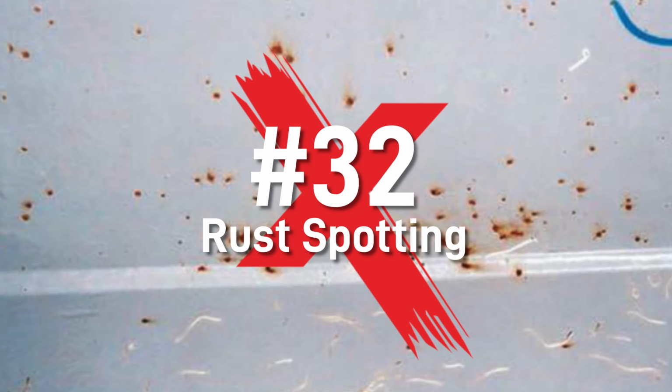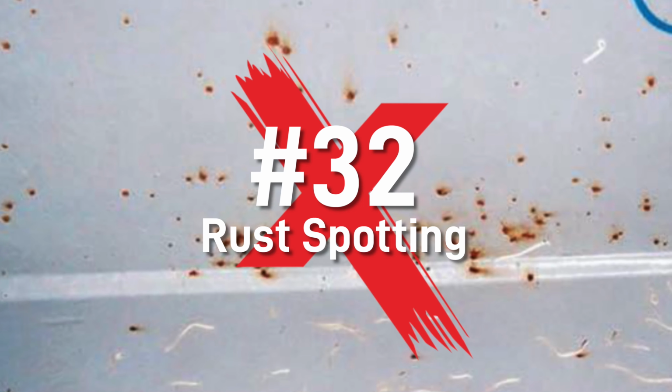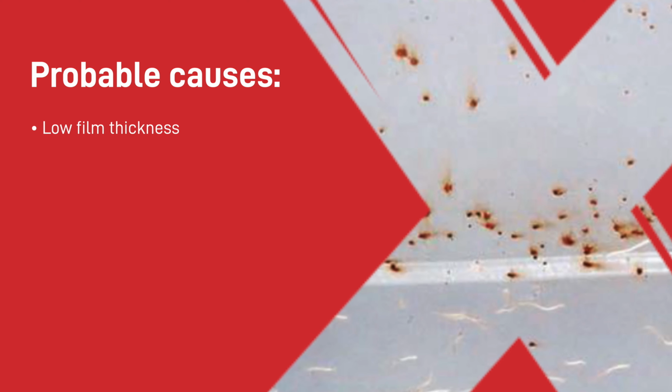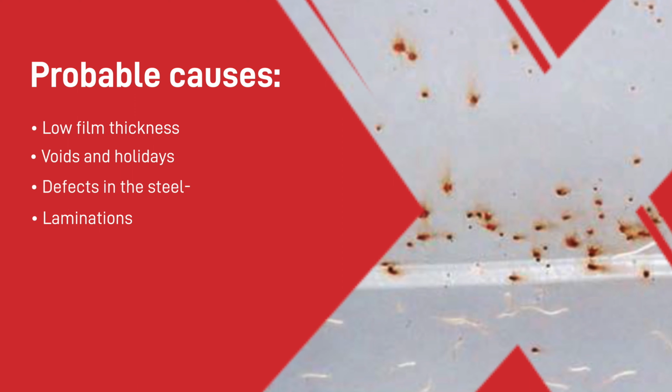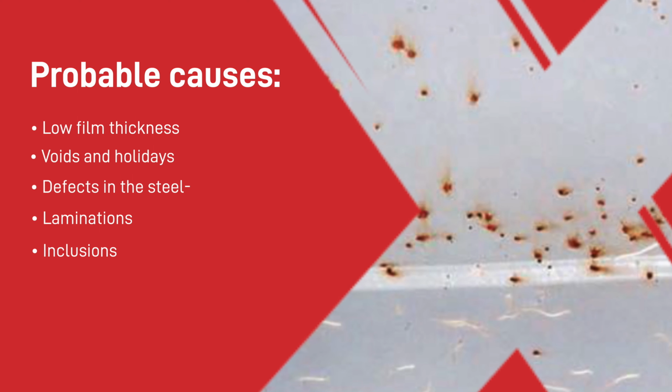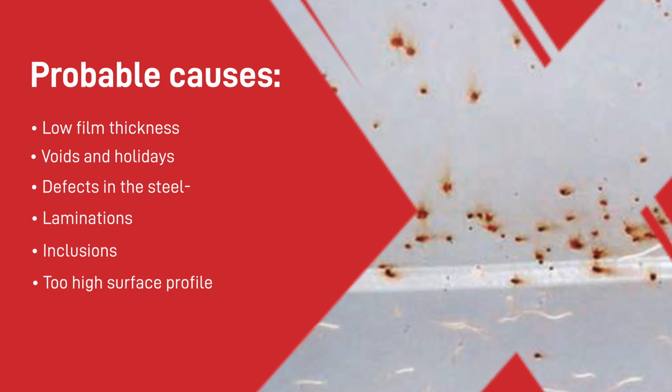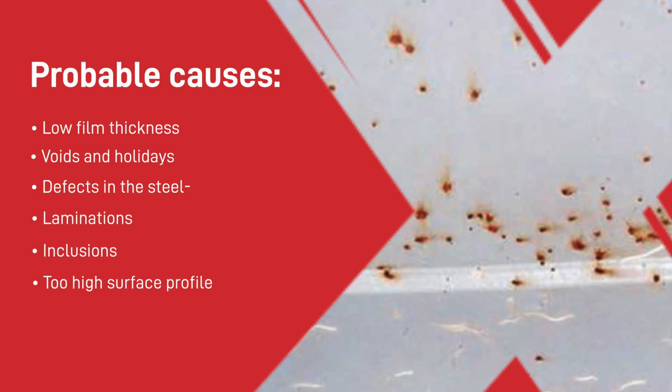Failure number 32 brings us to another rust related issue, rust spotting. You can identify rust spotting by dried iron salt deposits on a metal surface caused by corrosion. Probable causes of this can be low film thicknesses, voids and holidays. Steel defects such as laminations and inclusions can also cause spotting, as can a high surface profile with a number of peaks in the paint film.